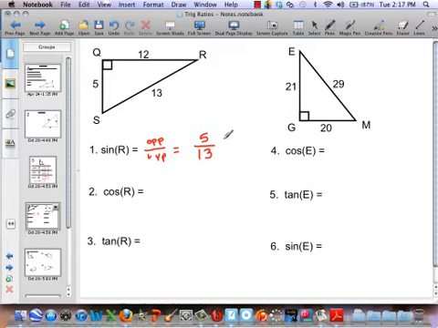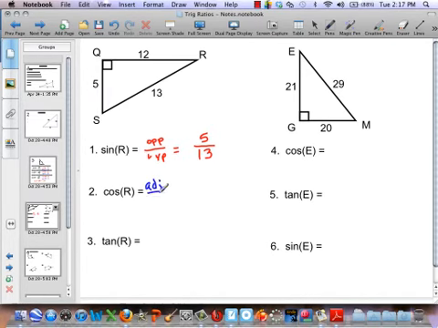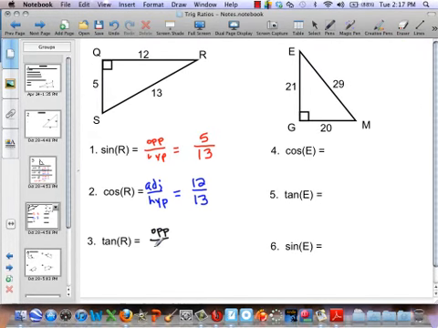Doesn't matter. Number 2. Cosine of R. That's adjacent over the hypotenuse. So what's the side adjacent to R? 12. What's the hypotenuse? 13. Okay, last one is tangent. 5 over 12. That's opposite over adjacent.